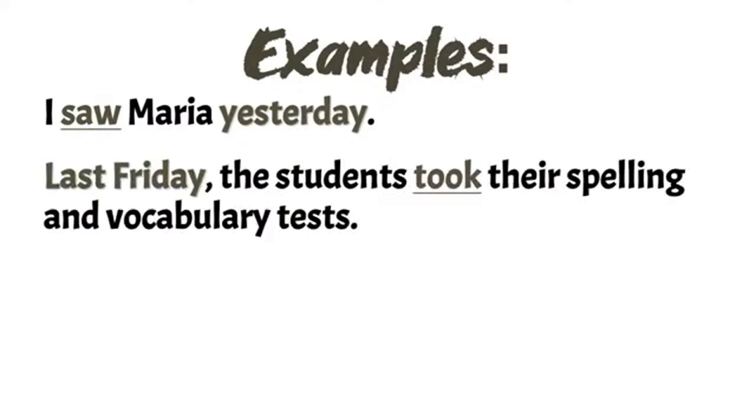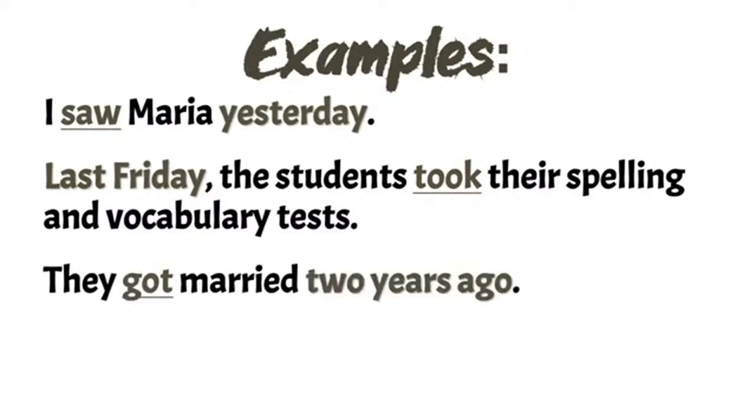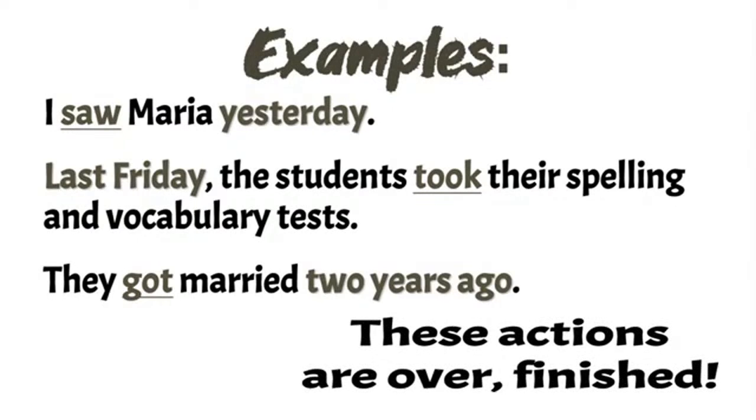Examples. I saw Maria yesterday. Saw is the irregular past verb of the verb to see. Yesterday is an adverb of time. Last Friday, the students took their spelling and vocabulary tests. Took is the irregular past of the verb to take. They got married 2 years ago. Got is the irregular past of the verb get. These actions are over. They are all finished.